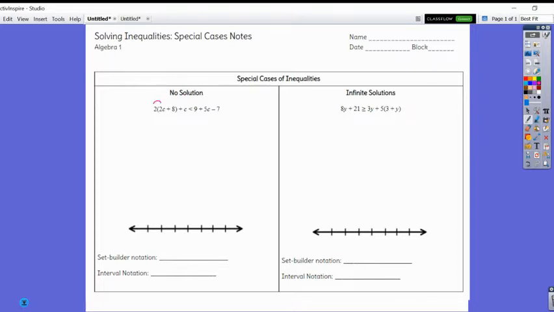2 times 2c is going to be 4c. 2 times the positive 8 makes positive 16, and we're going to continue adding that c that we haven't done anything with. Keep the less than symbol, keep that 9 plus 5c minus 7. Go ahead and combine like terms. On the left, 4c and c makes 5c. Bring down that plus 16. Keep the less than symbol.